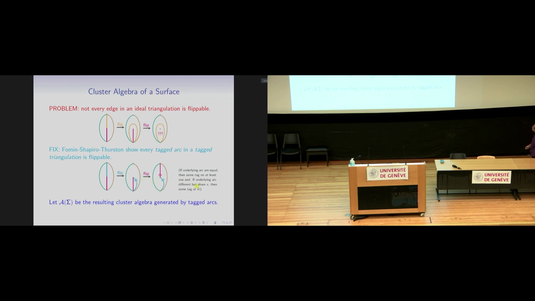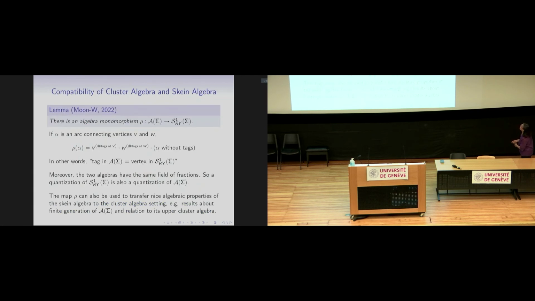There are some rules here: if the underlying arcs are equal, so for example this red one and this blue one, then you must have the same tag on at least one end, so down on the bottom they are the same. But if the underlying arcs are different, but they share a vertex, then they must have the same tag. So over here, they have the same tag. Both the blue and red share the same vertex. Here, they're different. Here, they're different. And so there's some way these extra tagging rules make it so that everything is flippable.